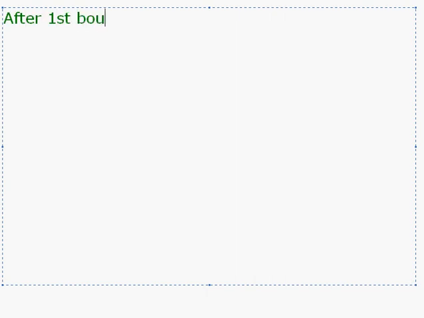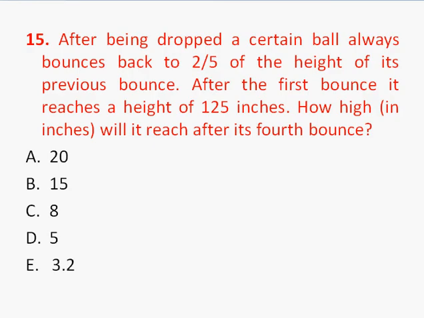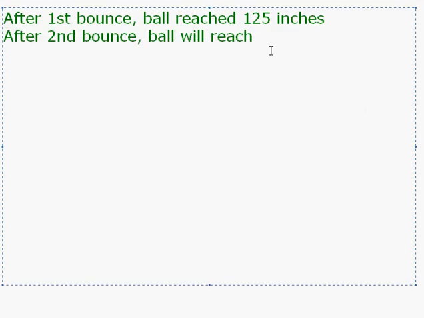After first bounce, the ball reached 125 inches. After a second bounce, the ball will reach only how much? The ball will reach 2 by 5 of the height attained in the previous bounce. The height attained in the previous bounce was 125, so the ball will reach 2 upon 5 times 125.